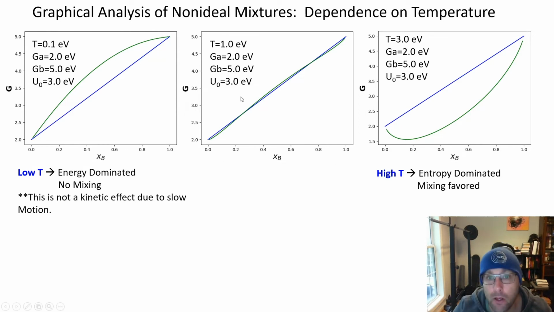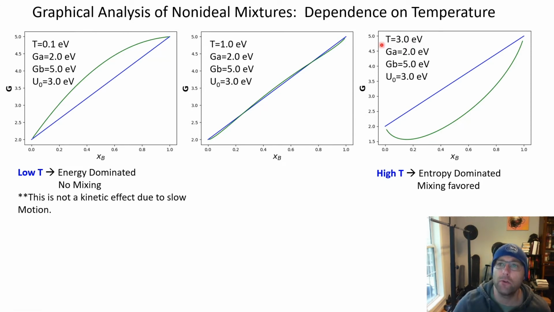All right. So this middle plot is the same one that I showed you before, where we have a temperature of 1 eV, a U_0 equals 3 eV, and we have a fairly broad region where mixing is preferred at small x_B, and also a fairly broad region near the middle where mixing is not preferred, where the green curve is a higher free energy than the blue unmixed curve.